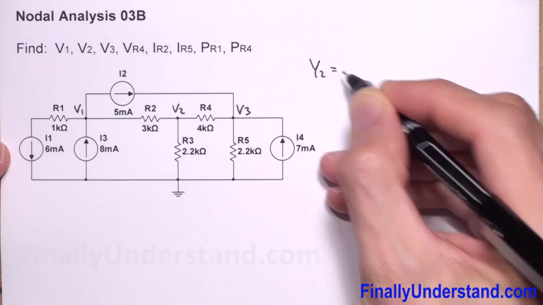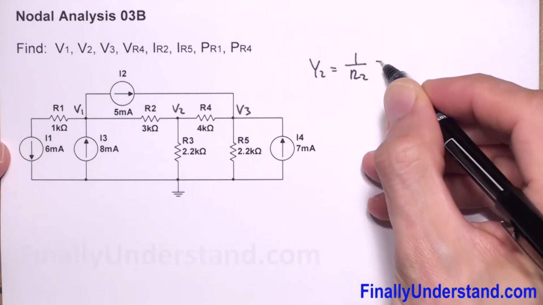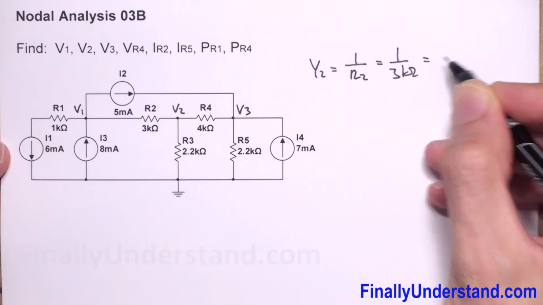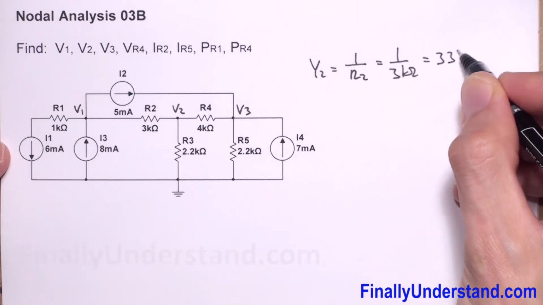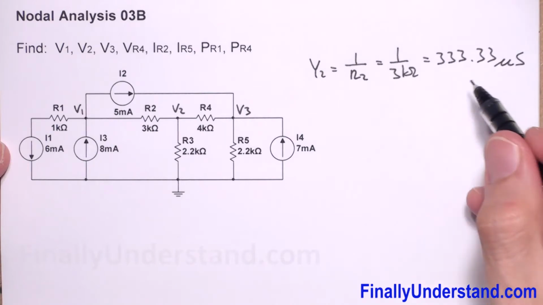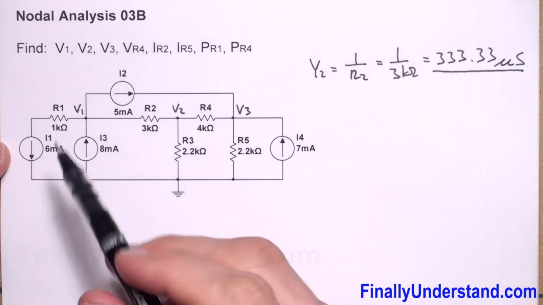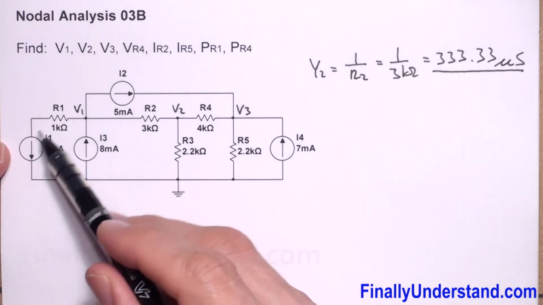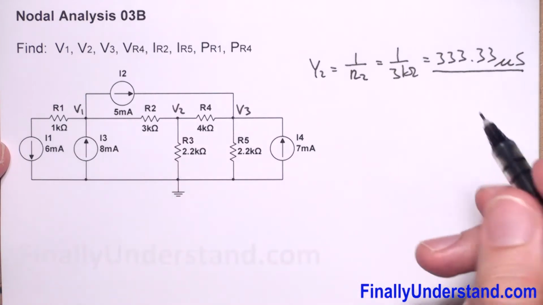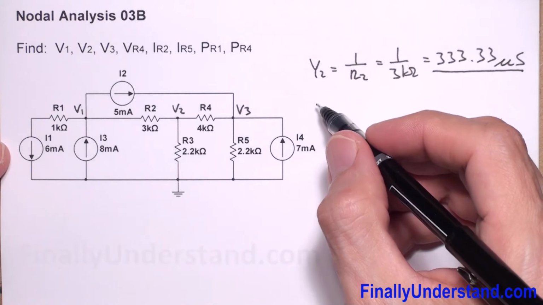So let's start. We have Y2 equals 1 over R2, which is equal to 1 divided by 3 kilohms, which is equal to 333.33 microsiemens. So this is my Y2. I ignored Y1 because it's in series with the current source. We don't have to find the admittance of it. So next we're supposed to find Y3.